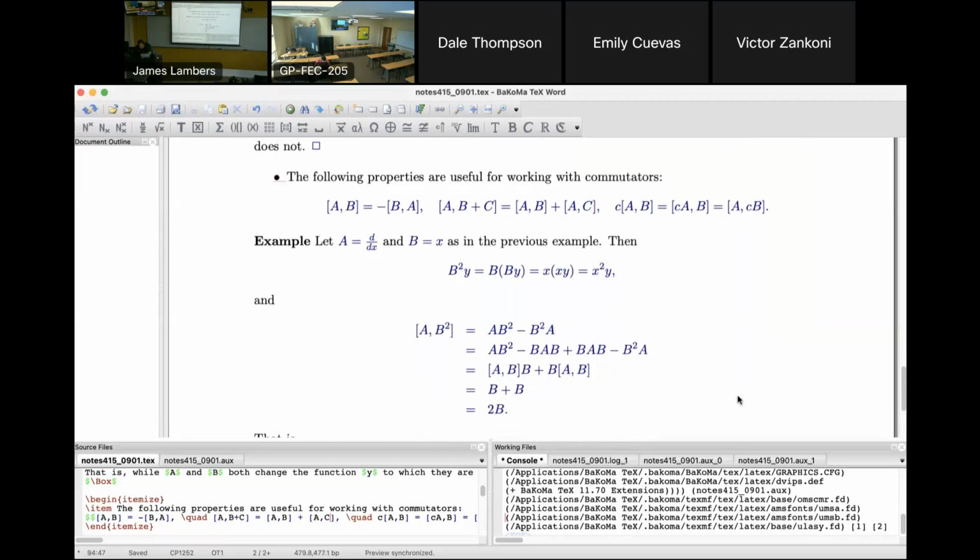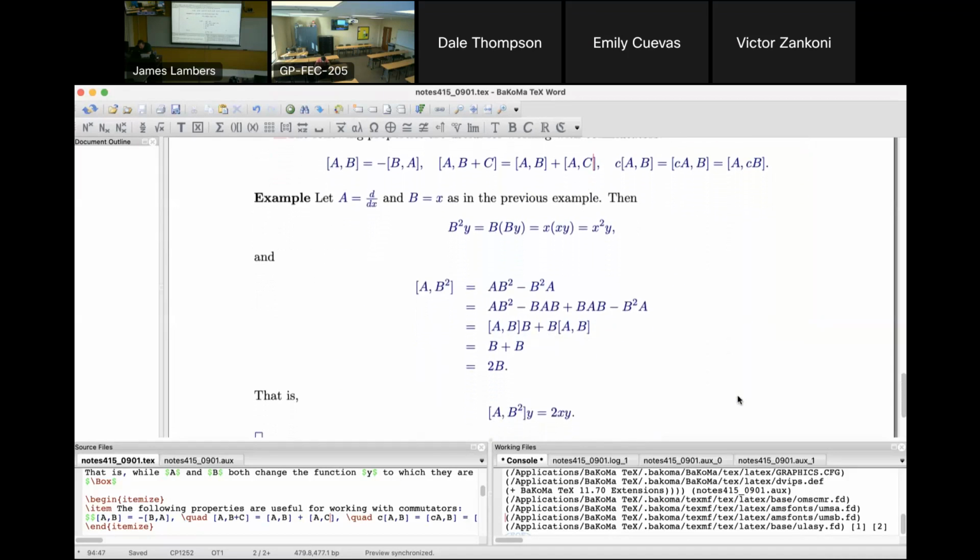So here's another example involving commutators. Same operators as the previous example: A is differentiation, B is multiplication by x. If I apply B twice, I can write that as B squared. You're multiplying by x, and then multiplying by x again, so you get x squared y.